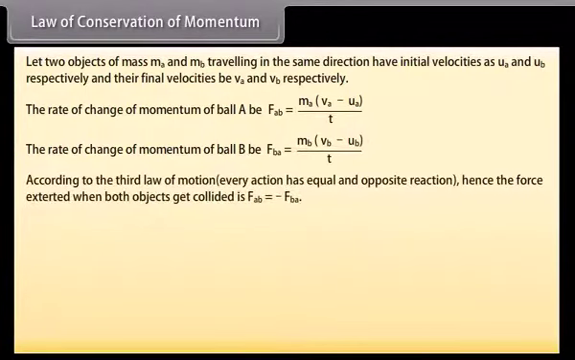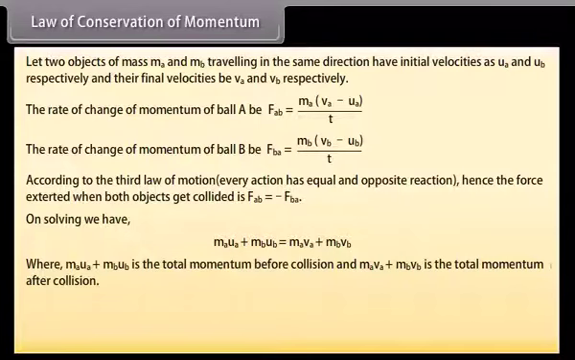According to the third law of motion, every action has an equal and opposite reaction. Hence, the force exerted when both objects collide is FAB equal to minus FBA. On solving, we have ma ua plus mb ub equal to ma va plus mb vb, where ma ua plus mb ub is the total momentum before collision and ma va plus mb vb is the total momentum after collision.